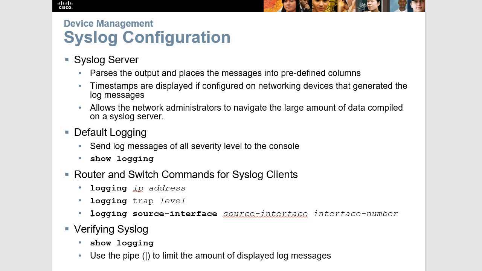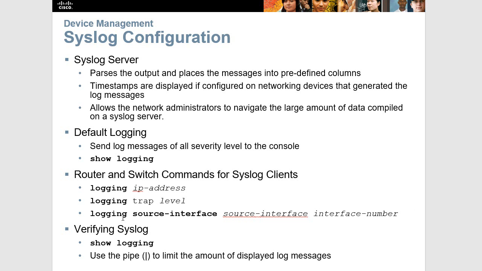You've got a logging trap level. If you don't want to send messages above a certain level, you'd put a level in there, like level 3, level 4. If you put in a level 3, only messages that are level 3 or below are going to be sent to that syslog server.